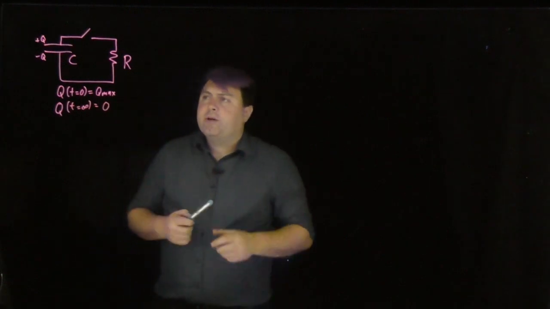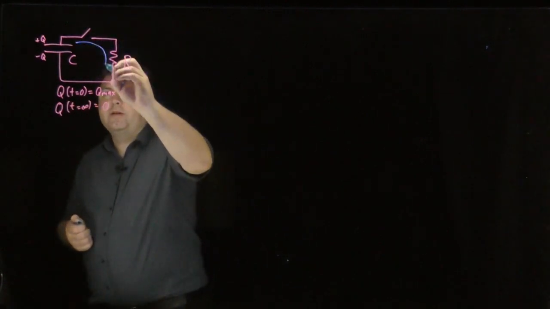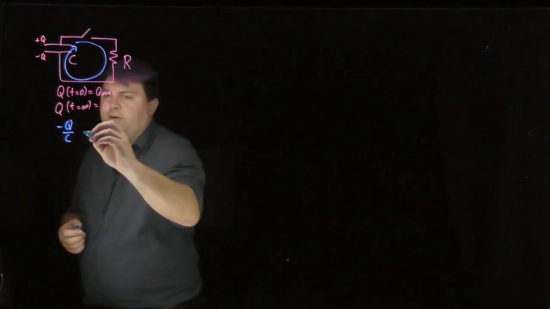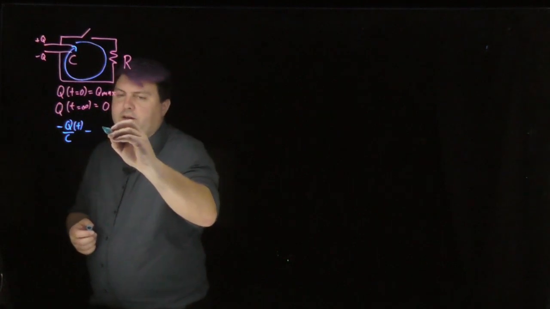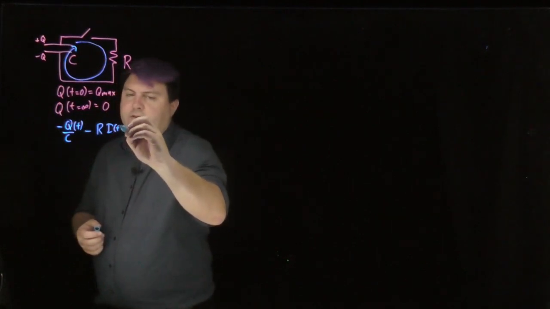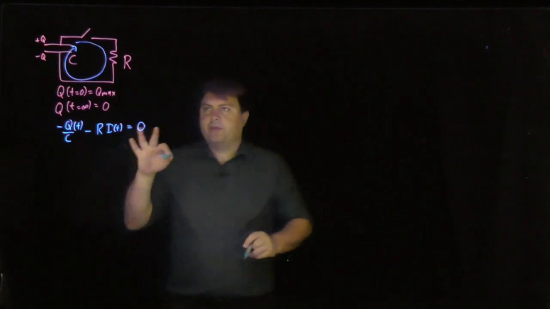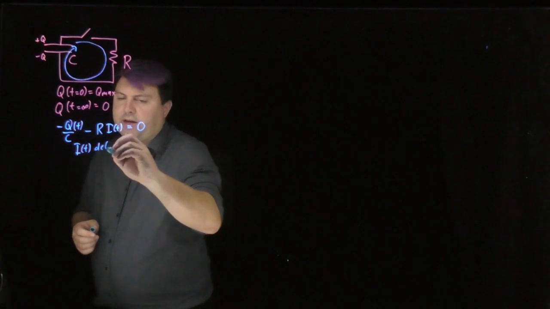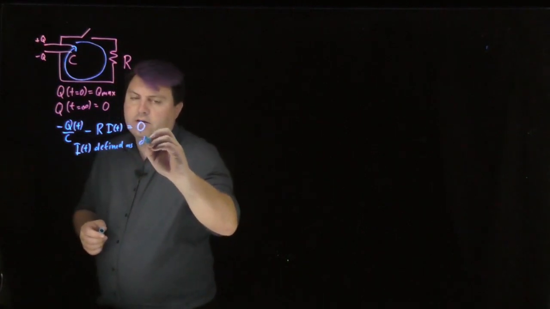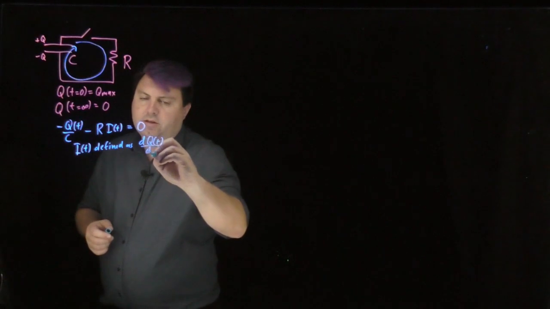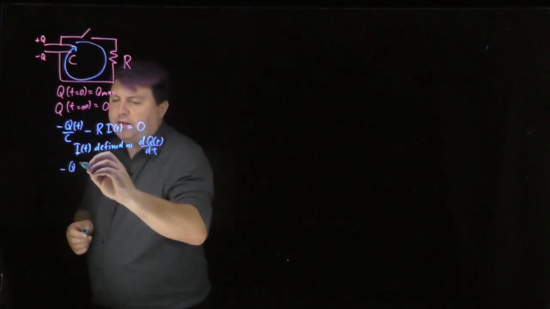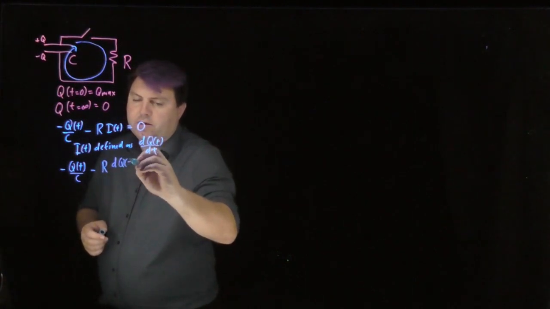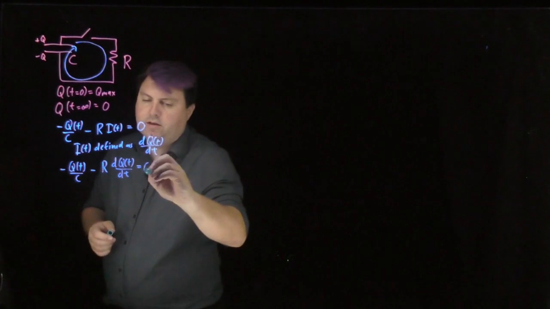So with this, we can do Kirchhoff's loop rule just like we did in the previous video. And so we get negative Q as a function of time over C minus R times I as a function of time equals 0, because we only have two elements. And we can use that I as a function of time is defined as dQ(t)/dt. So then we get negative Q(t) over C minus R dQ(t)/dt is equal to 0.